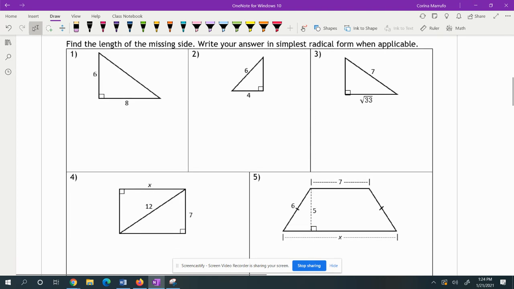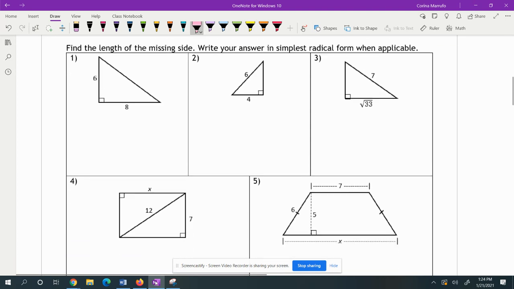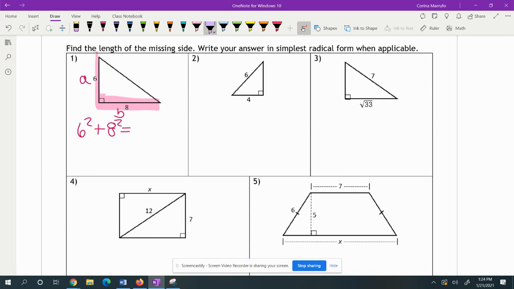So if we look here, we have this side is 6. This side is 6, this side is 8. Both of these are the legs, okay? These two sides that make the right angle, these are your legs of your hypotenuse. So those are the ones, that's your A and that's your B. The order that you put A and B doesn't matter, okay? So we would do 6 squared plus 8 squared equals, and your hypotenuse is always the longest side.